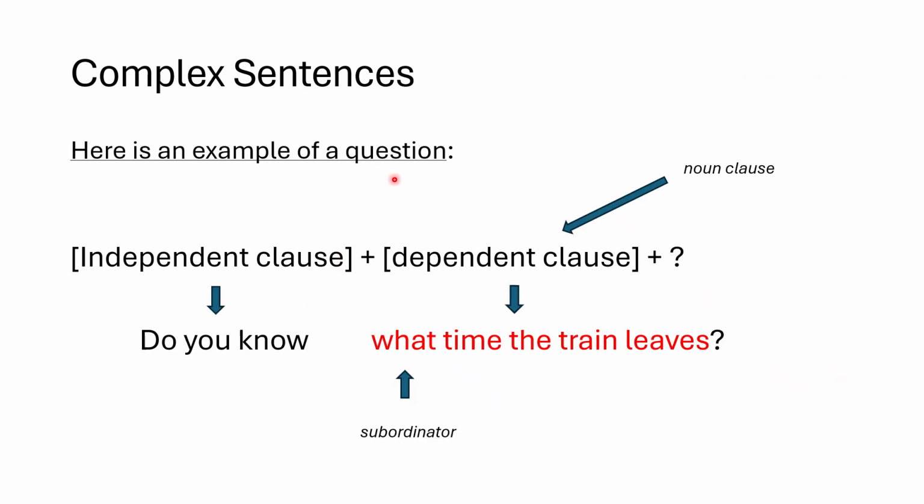Here is an example of a question. The independent clause is, do you know? Ask, know what? The dependent clause, which is the noun clause, is what time the train leaves. The noun clause is the object of the verb know. Do you know what time the train leaves? This is a question because it asks for information.